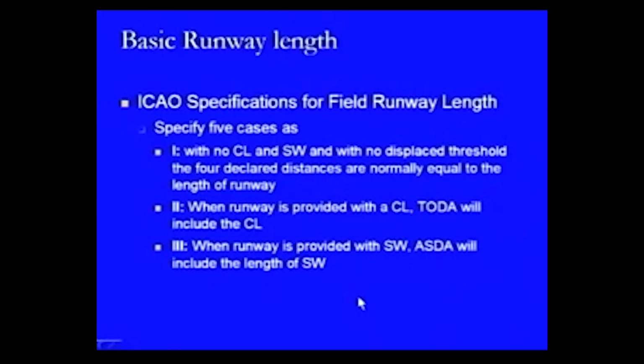It also specifies 5 cases. The first case is with no clearway and stopway, and with no displaced threshold. The 4 declared distances are normally equal to the length of the runway. In the second case, when the runway is provided with the clearway, then takeoff distance will include the clearway length. The third case is when the runway is provided with the stopway, then ASDA will include the length of the stopway.